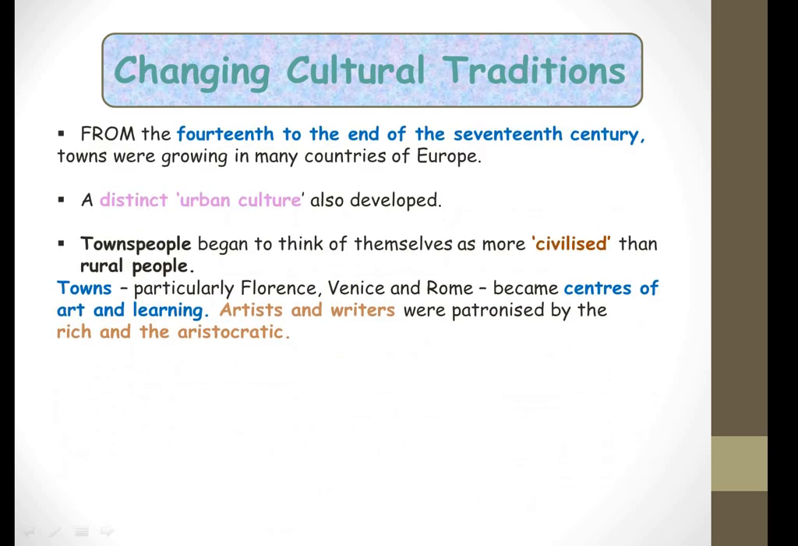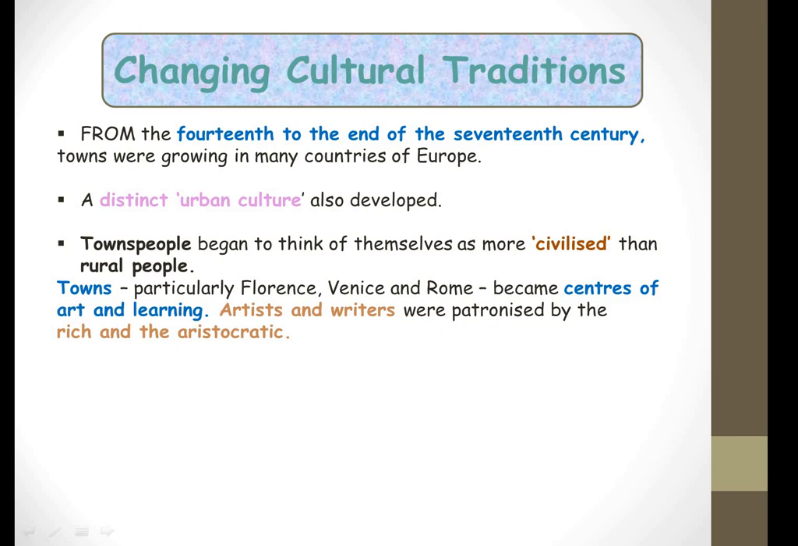Changing cultural traditions. This is something which is a part of our chapter. The heading itself is that, changing traditions. So now, because of all these things, how did the culture change? How did tradition change? That is what we have to look into. From the 14th to the end of the 17th century, everything was changing, especially there was an expansion in the number of towns which sprung up. So, there was a distinct urban culture which came into being, which was very characteristic of a particular place. The urban culture which came into being in France is different from the one that sprung up in England. So a distinctive urban culture was there in either of the places.